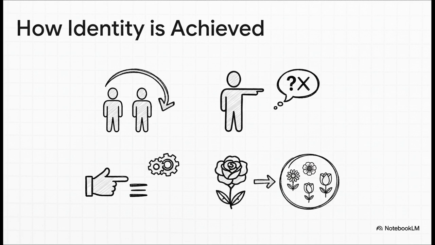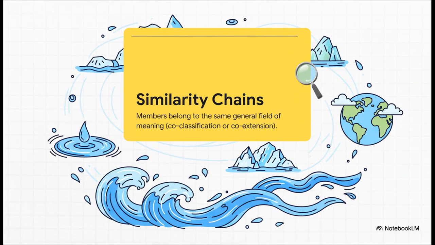And our second type is the similarity chain. Now with these, the words don't refer to the exact same thing. Instead, they all belong to the same general family, the same field of meaning. So you might see words like earth, water, oceans, rivers, glaciers. None of those are the same as each other, but they are all conceptually connected, right? They work together to build this cohesive picture of a planet defined by its water.